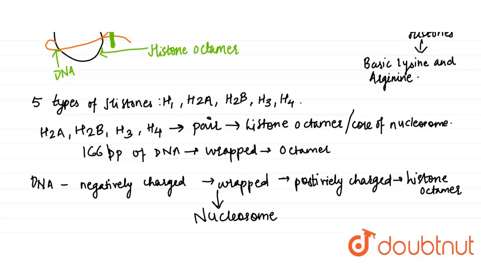So basically in a nucleosome there is a histone octamer which is formed by pairing up of 4 histones, that is H2A, H2B, H3 and H4, and is also known as the core of the nucleosome. Then the DNA, that is 146 base pair of DNA, is wrapped around this octamer, and this total structure is known as nucleosome.